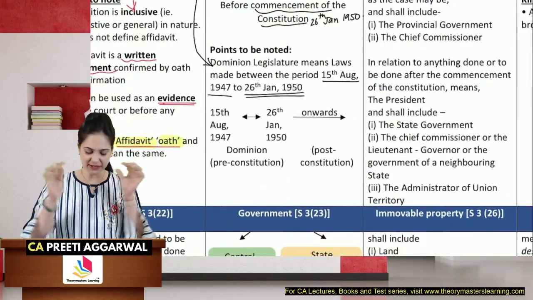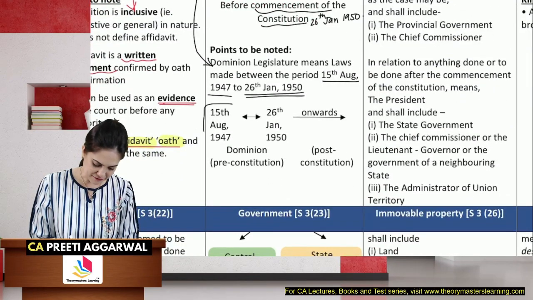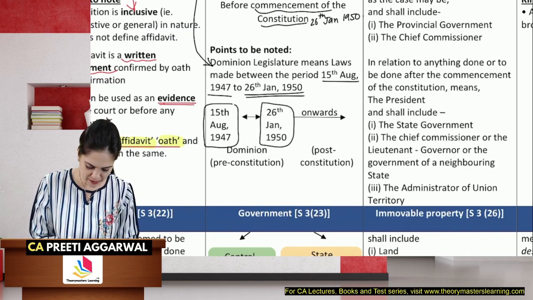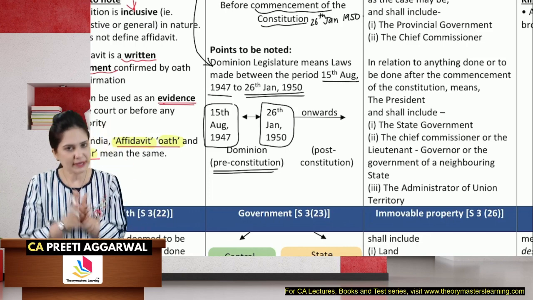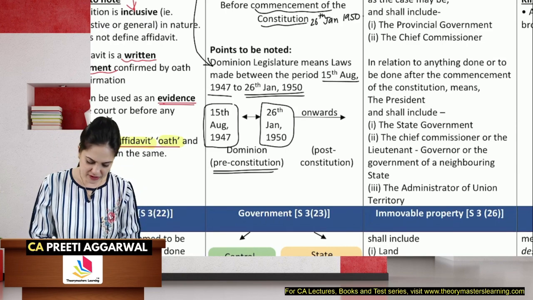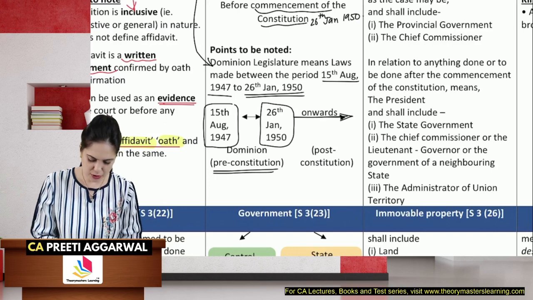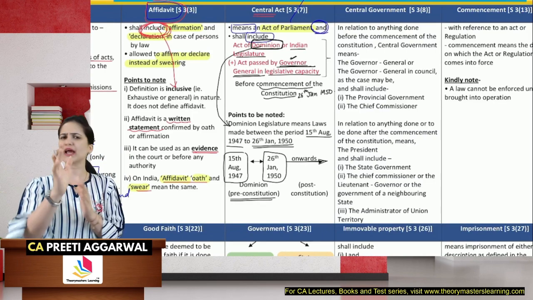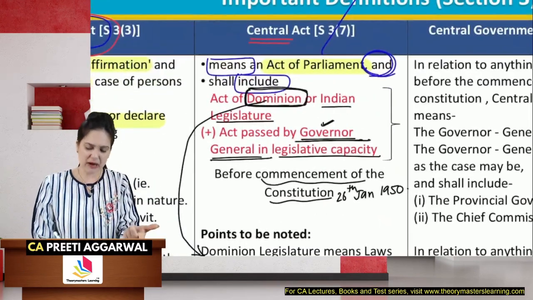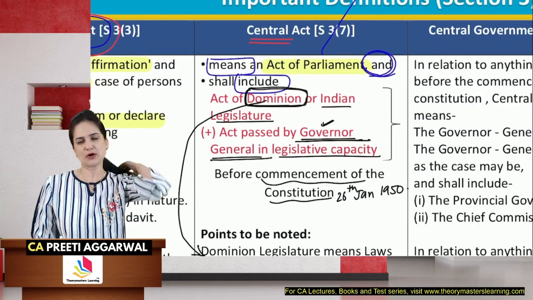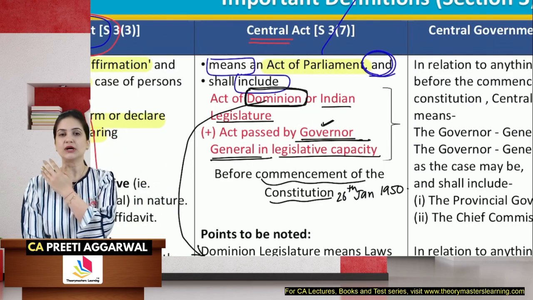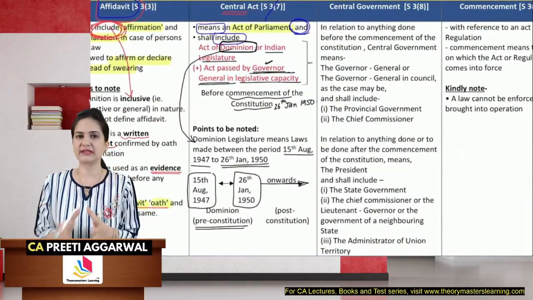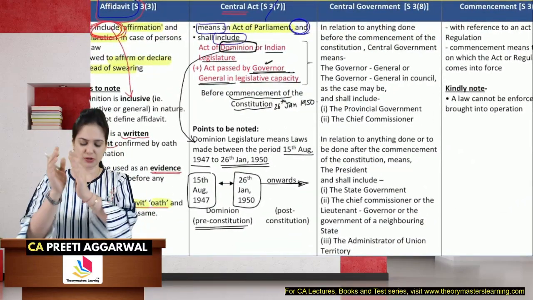So a representation of that is 15th August 1947 to 26th January 1950, this is the dominion period, and the pre-constitution laws are included, and the laws which were made after the constitution, that is the post-constitution laws, they both are included in the definition of the Central Act. So Central Act means the act of parliament which was passed after the constitution was made, and it also includes the pre-constitutional laws. Not very frequently asked, but if it is asked, you can write this. It is a very simplified definition of Central Act.